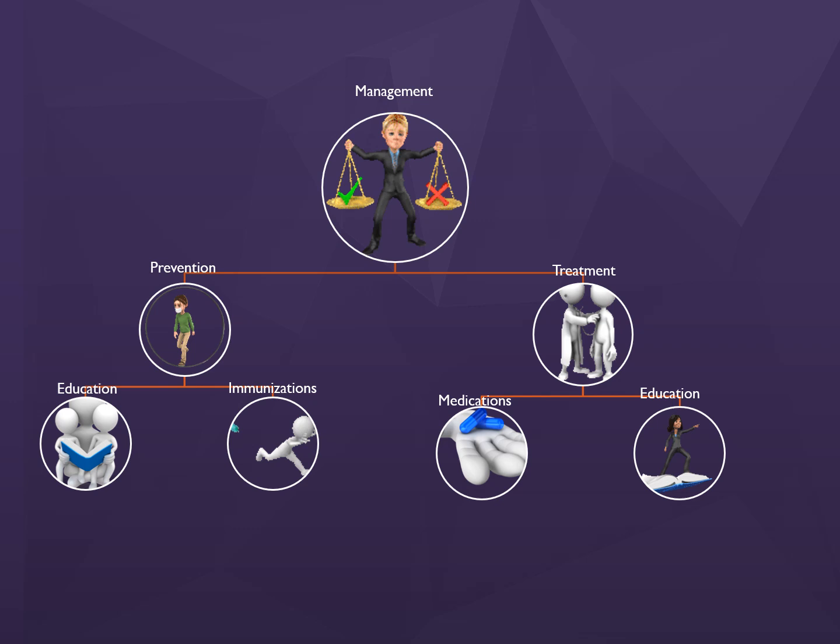Management should be twofold. It should include both prevention and treatment. Your prevention should have two legs to it. Not only is it the education piece, but if there's a need for vaccinations, you should appropriately recommend vaccinations. The other leg of management is the treatment with medications if necessary, and then also including education.